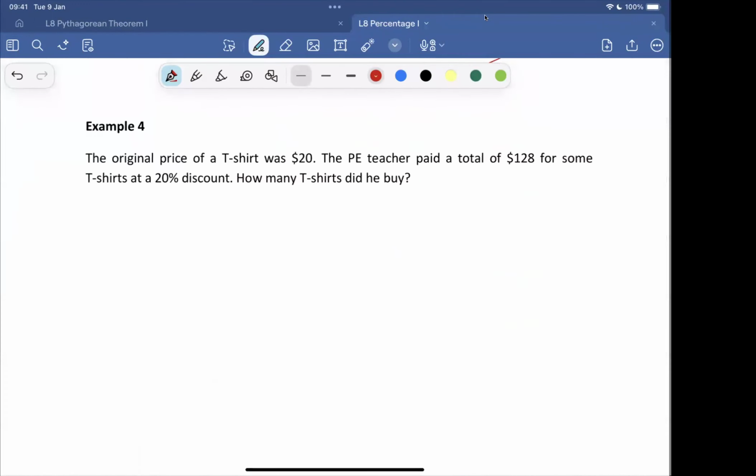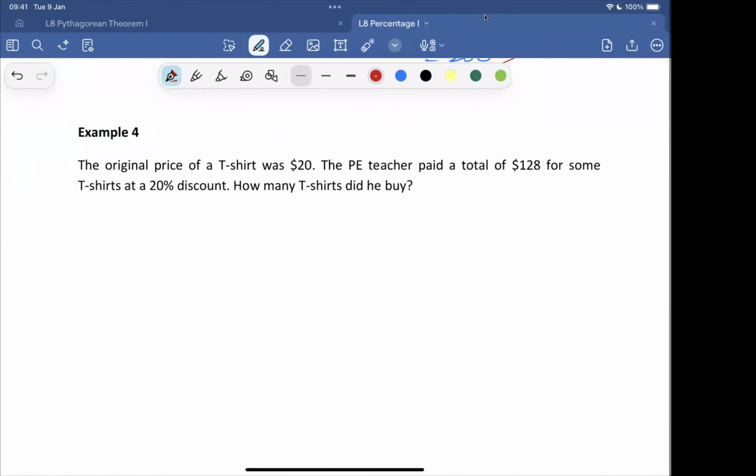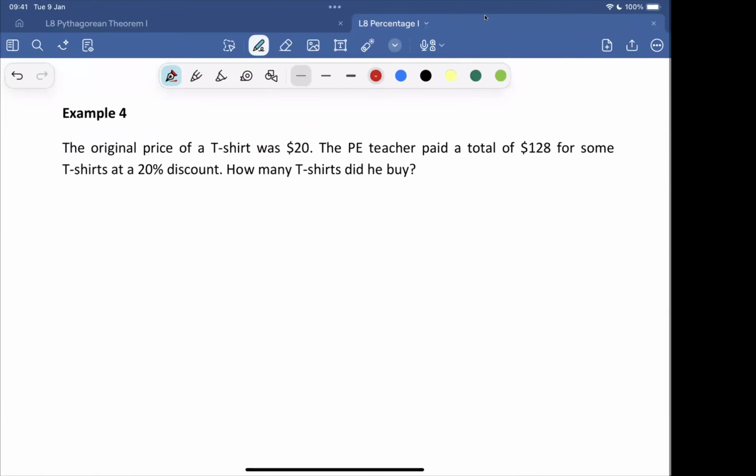So let's look at example number 4. The original price of a t-shirt is $20. Then the PE teacher paid $128 for some t-shirts. Okay, we don't know how many. Some. We don't know how many. But we know that there was a 20% discount.